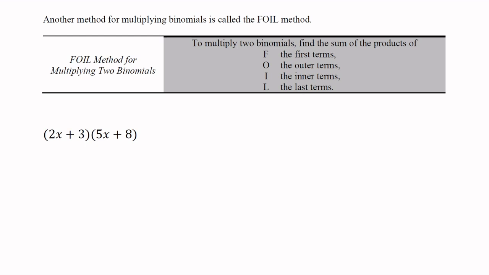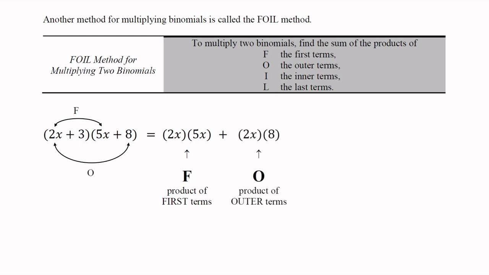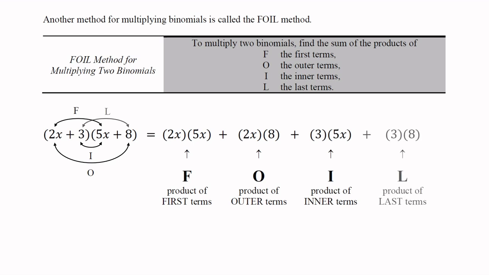We're going to start by multiplying our first terms. So 2x and 5x will get multiplied together. Then we're going to move to our outer terms. So our 2x and our 8. Then we're going to multiply together our inner terms, the 3 and the 5x. And then finally, we're going to multiply our last terms, the 3 and the 8.